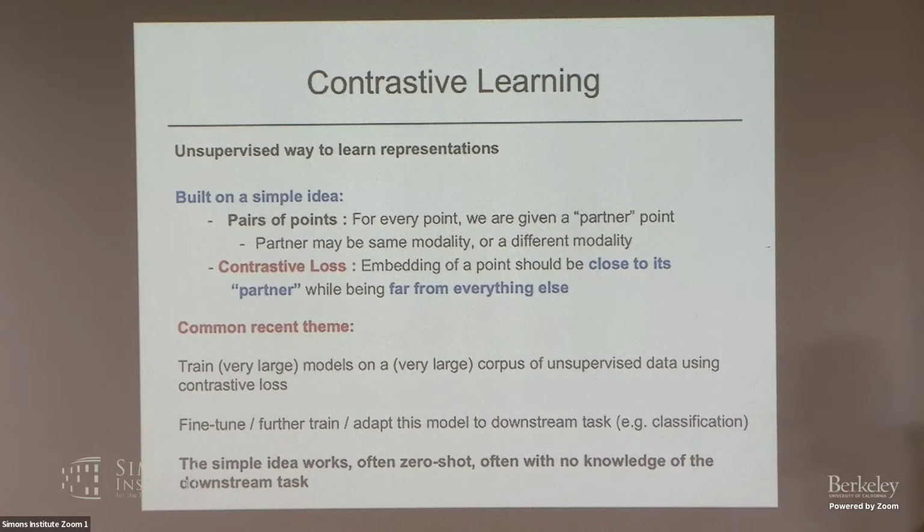Once you do that, you can fine tune or further train or adapt this model to a downstream task. So you can take a CLIP encoder and specialize it for ImageNet 1K or ImageNet 21K classification. And that often beats anything else you can do for that data set. So it's a simple idea that works zero shot, even with no knowledge of the downstream task. So this is what contrastive learning is.